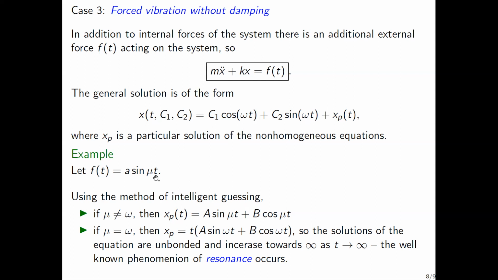So what about if this mu is exactly w? Why won't this solution, a times sine mu t plus b cosine mu t, be appropriate?